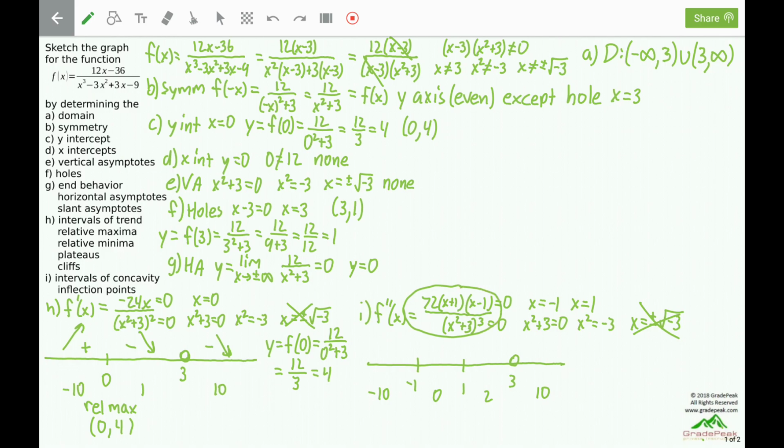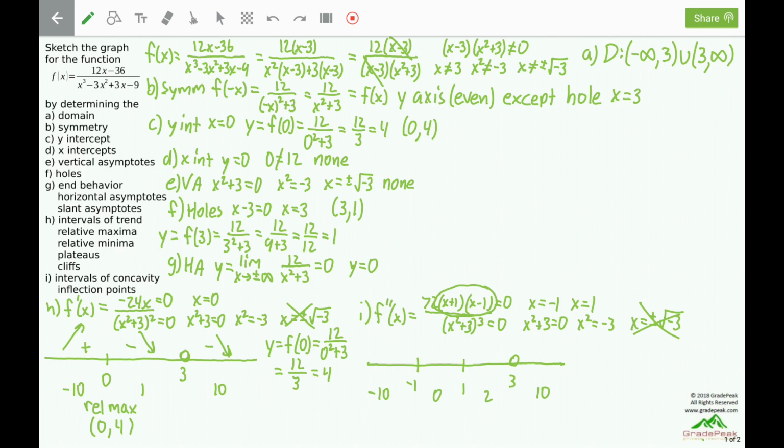A couple things about this. In the denominator, x squared is always positive, unless x is 0, in which case it's a 0. But then it's added a 3, so it's guaranteed positive, and then cubed is guaranteed positive. The entire denominator is positive and will therefore not affect whether the second derivative is positive or negative. In the numerator, the 72 is positive and will also not affect whether the second derivative is positive or negative. So the only portion of the second derivative that matters is the x plus 1 times the x minus 1. Those can be positive or negative depending on the value of x.